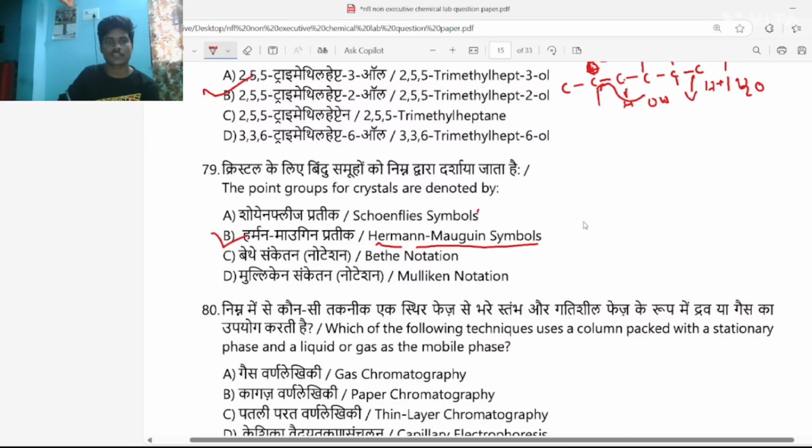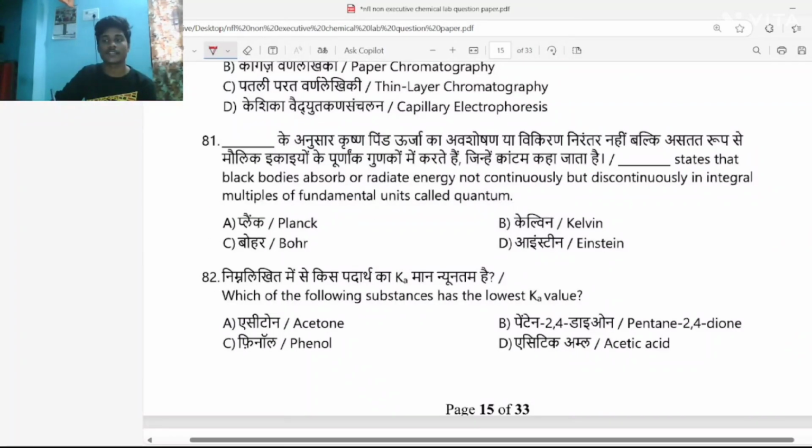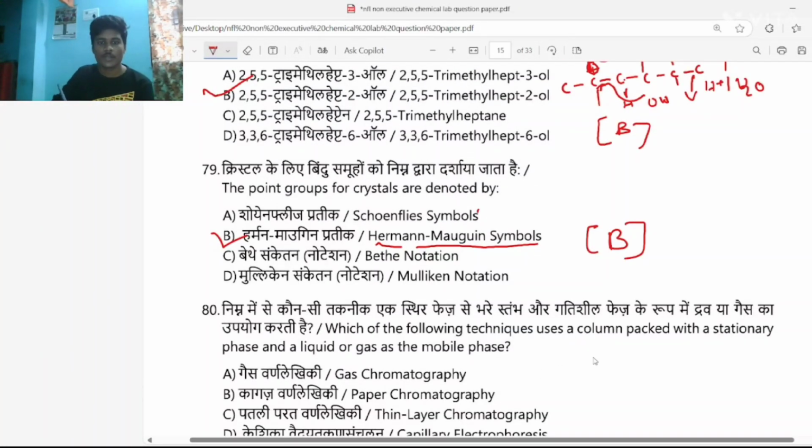Next question, 80. Which of the following techniques uses a column packed with a stationary phase and a liquid or gas as the mobile phase? What he said, liquid or gas as a mobile phase, and column packed, which is nothing but solid, as a stationary phase. What is that? This is nothing but paper chromatography. Paper chromatography, right? Option B. 80 is option B is the correct answer.